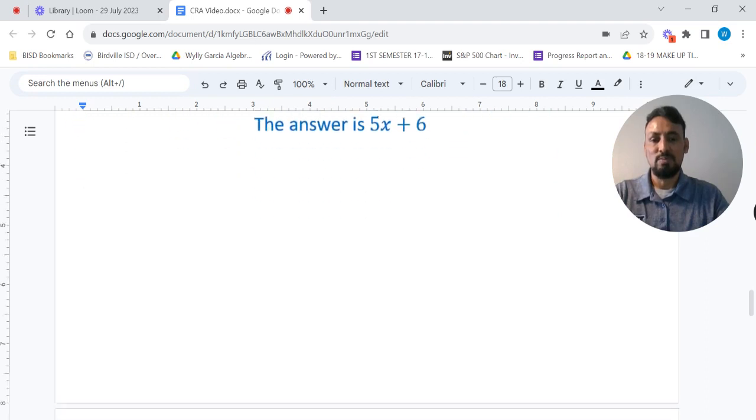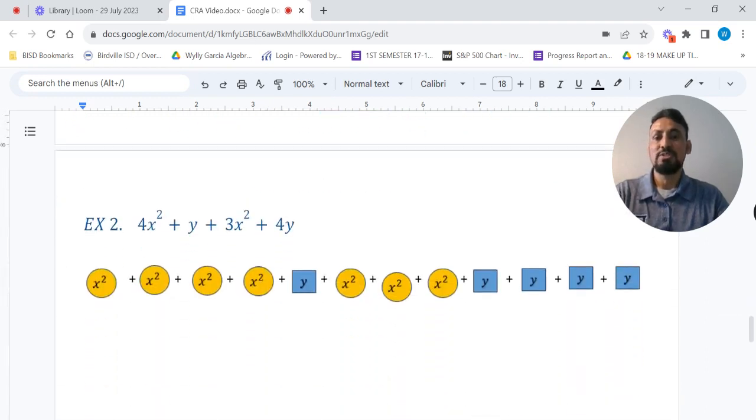Instead of seeing variables and a number, you will only see variables, but again, it's the same idea. You use the same concept here. The only difference is that this is 4x squared, so the coefficient of the x squared is the 4 in this term, and this is y, which is implied to have a 1 in front of it, so that's only one y. Then the coefficient of the 3x squared is 3, and this one has a 4 in front of it, so the coefficient is 4.